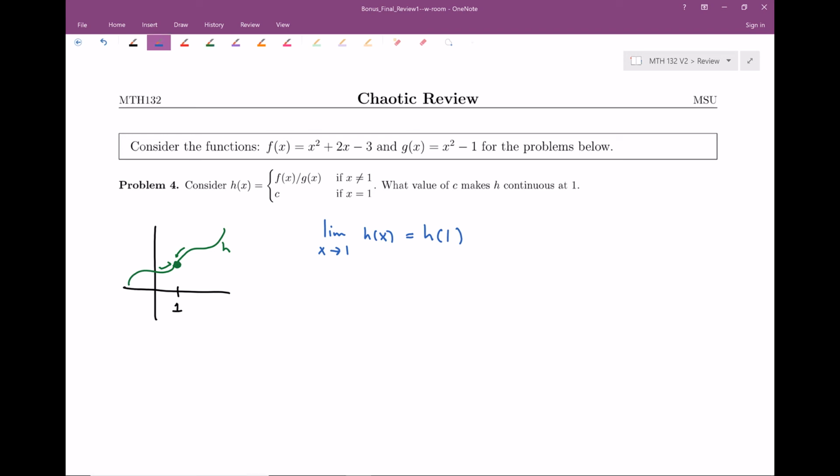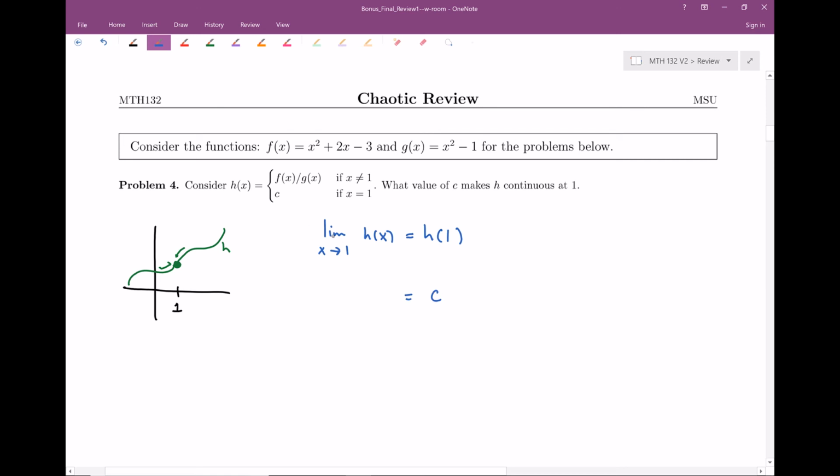Okay, so again, our goal is to find this good C value, which makes h continuous. So let's go ahead and take a look here. So h of 1, so I'm here in my h function. h behaves two different ways: if x is not equal to 1 versus if x is equal to 1. So I want to plug in 1 here. Well, that means I'm in the second category. So h of 1 is equal to c.